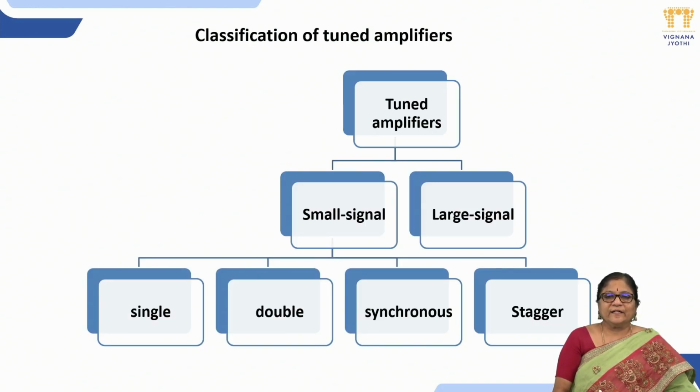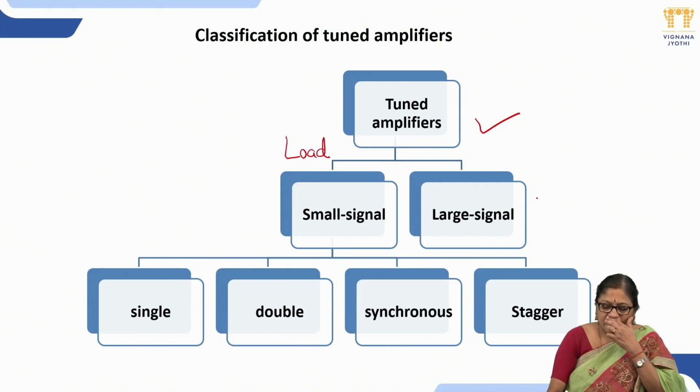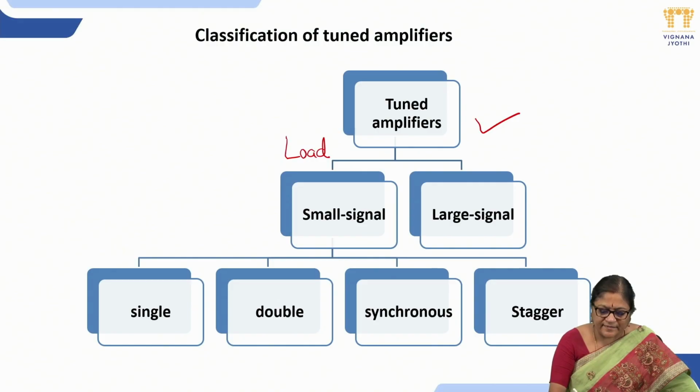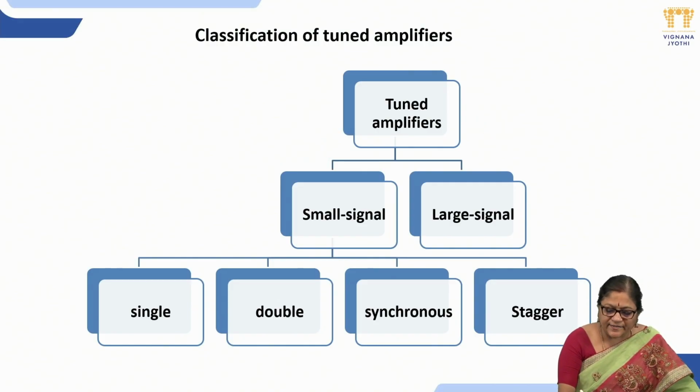So the tuned amplifier classifications will be given in a systematic manner. For basic tuned amplifiers, there will be two types of loads, based on whether it is a single LC tank or not. First of all, based on the type of signal, whether it is small in signal amplitude, we can define them into two.